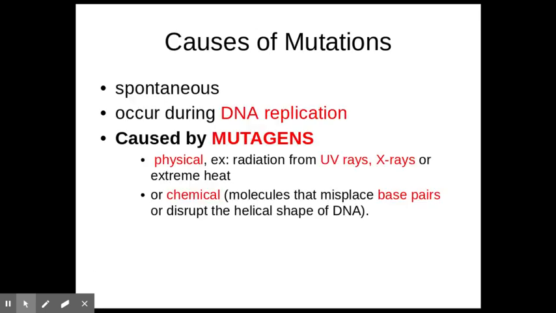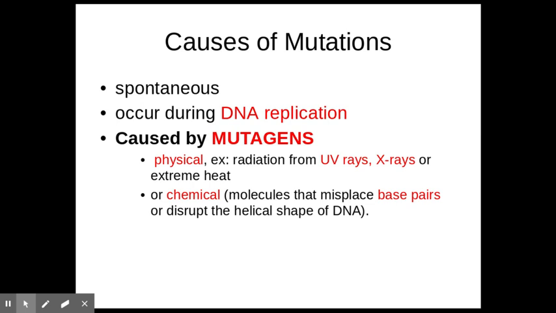So the causes of mutations: most are spontaneous. They don't have a set point at which they're going to mutate. This occurs during your DNA replication, and it can be caused by mutagens. And mutagens can be lots of different things.